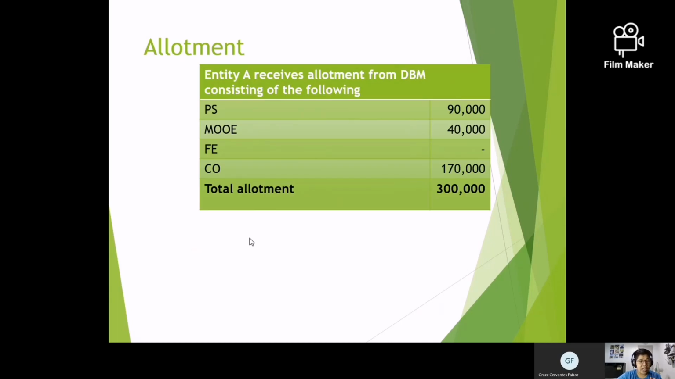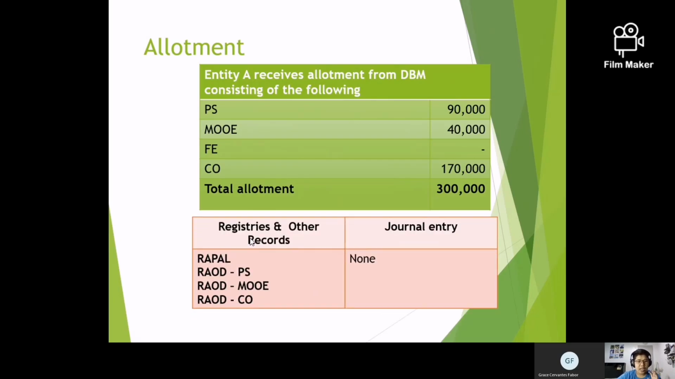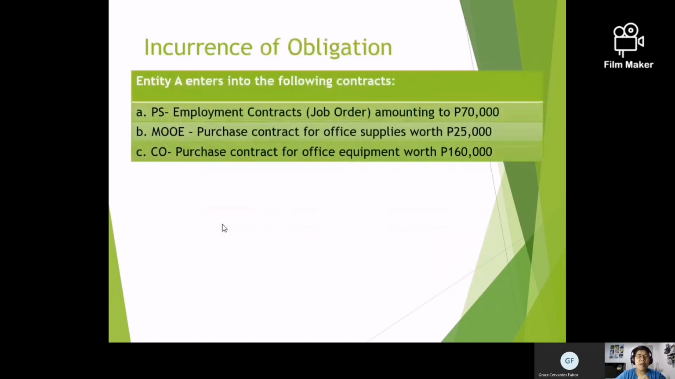Ano-ano daw yung mga registries and records na i-update natin? And also, is there any journal entry? The answer, none. Okay? Registries, syempre, allotment, so RAPAL. Next, ano pa ba yung registry na may word na allotment? So, we have RAOD. So, sabi nga natin, kanya-kanyang RAOD for each object of expenditure. So, i-update natin RAOD PS, RAOD MOE, RAOD CO. So, yan yung alam.